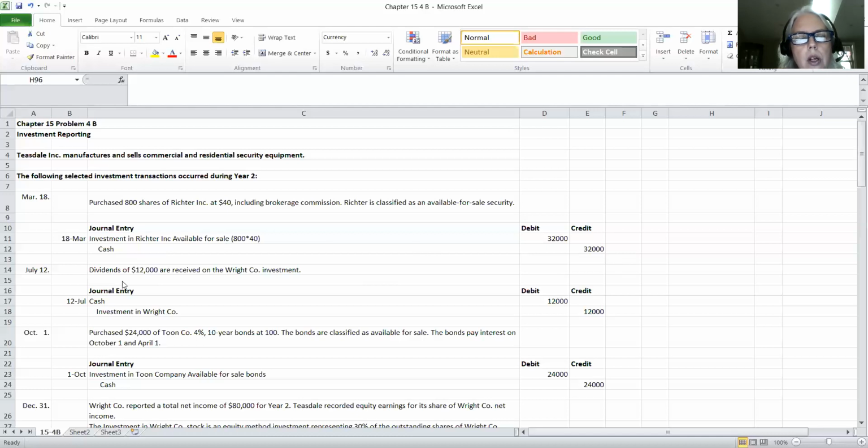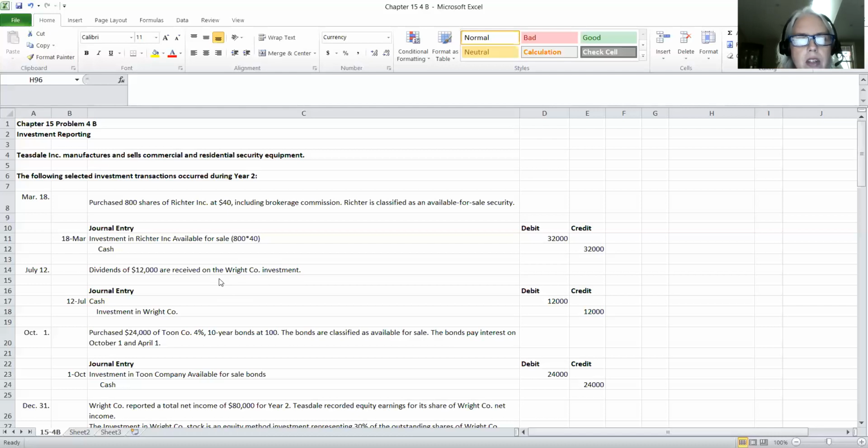On July the 12th, we have dividends of $12,000 that are received on the Right Company's investment. Now, something that this problem failed to tell you was that the Right Company investment was an investment where we own more than 20%, but less than 50% of the shares of stock. In other words, this investment in Right Company is accounted for using the equity method of accounting. And what that means is we have bought enough of Right Company stock to share in the dividends for their stock, but we also are going to be able to share in the net income of the stock.